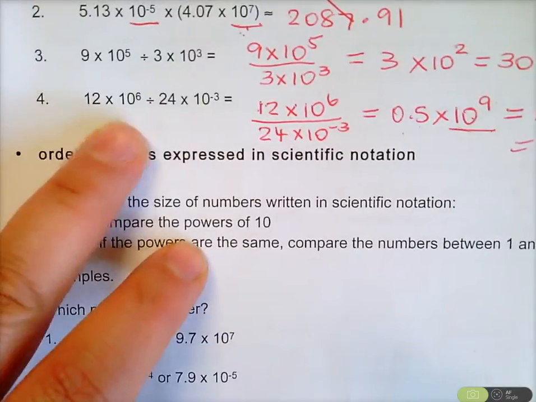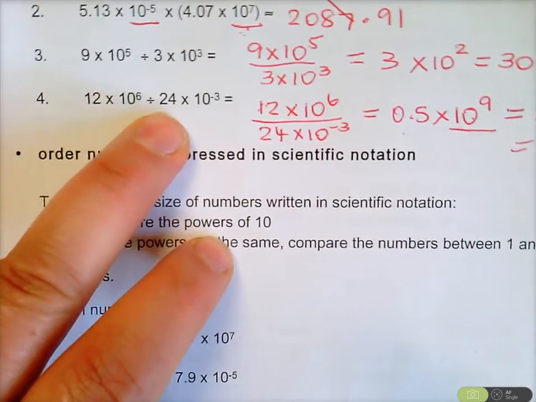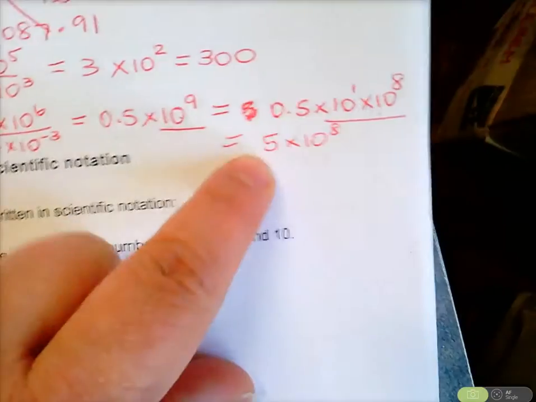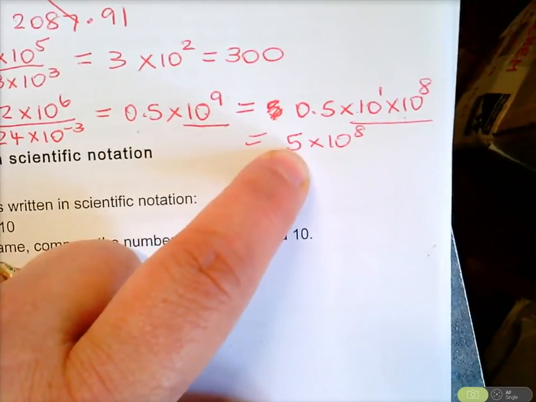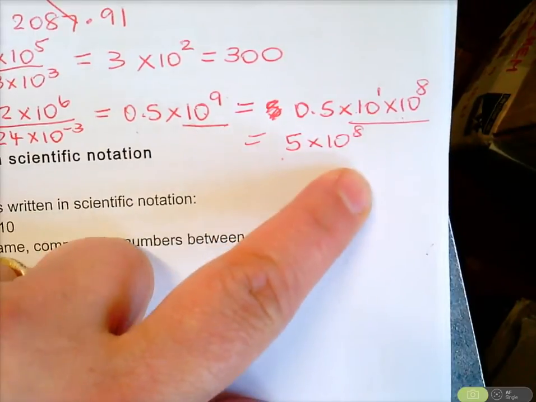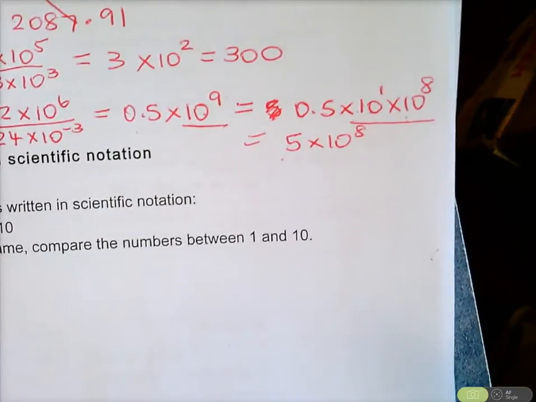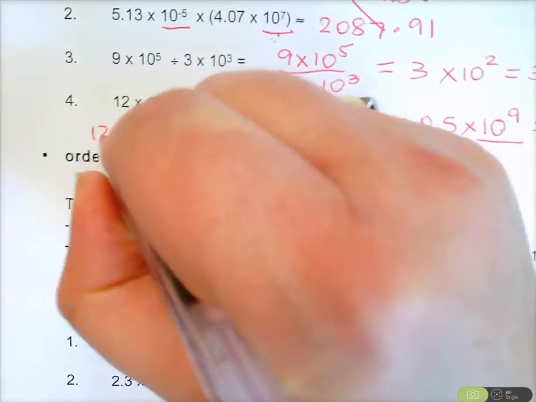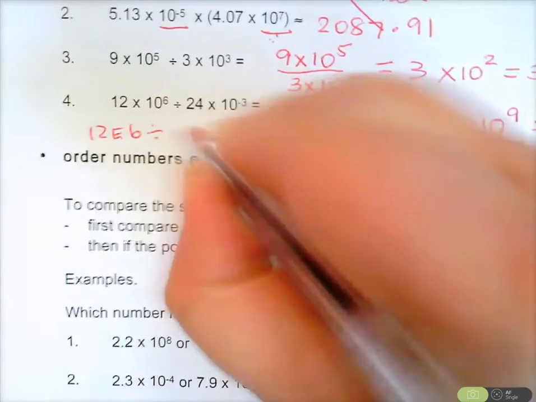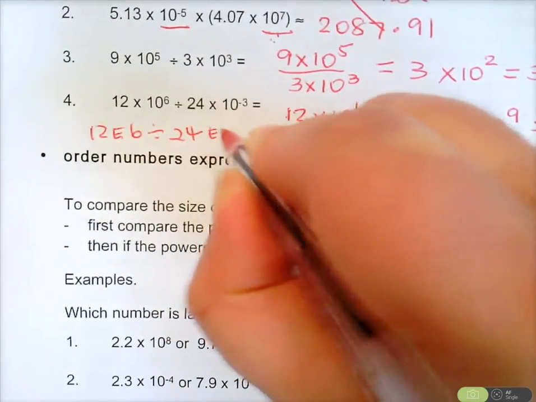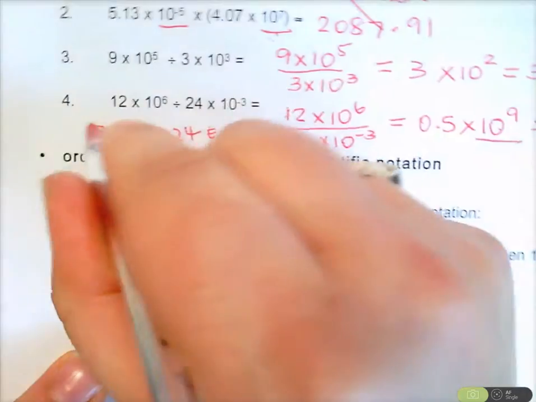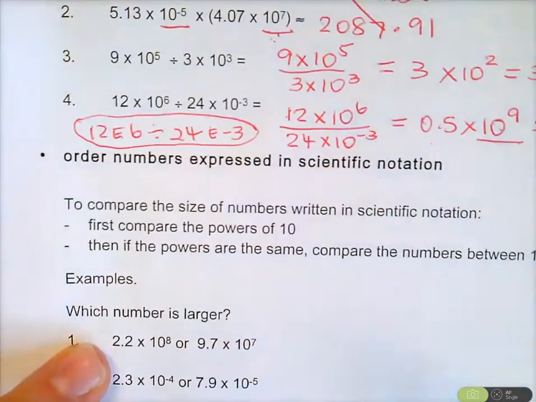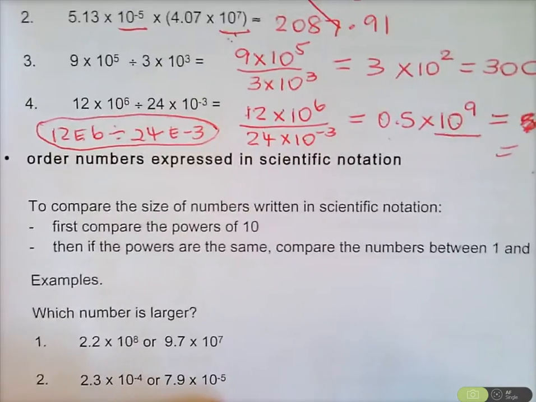But if you do 12E6 divided by 24E negative 3, you should get... is your calculator doing 5 times 10 to the 8? Or is it going 0.000? Is it able to fit it in? I want you to do 12E6. So on the calculator, it's 12E6 divided by 24E negative 3. That's how you would do it. Is your calculator giving you an answer in scientific notation?